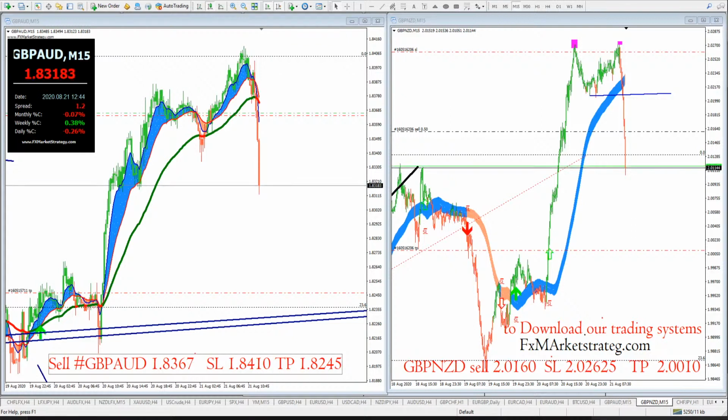Andre asking if the system is available in the phone. The VSA market scanner will be available in the phone, but right now it's only available in MT4. Okay, so it will be available in MT4, like a laptop or a desktop.